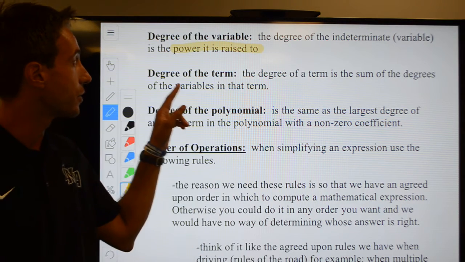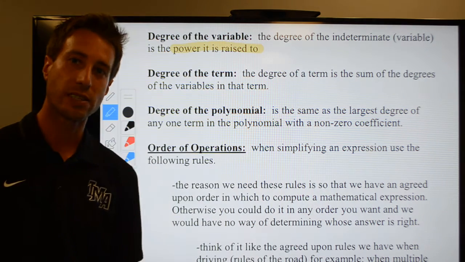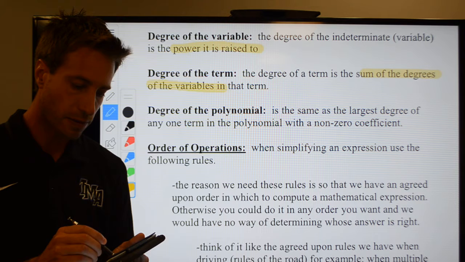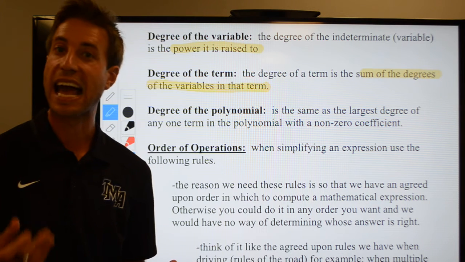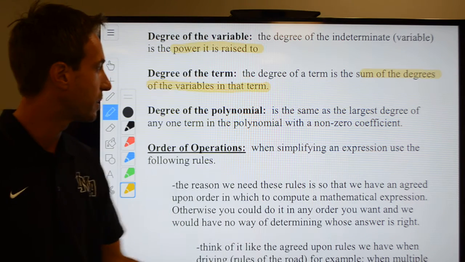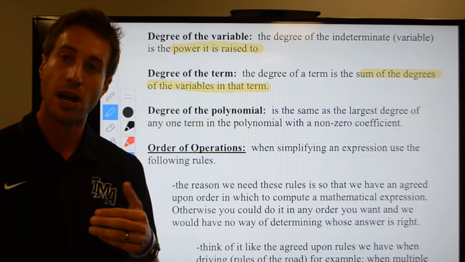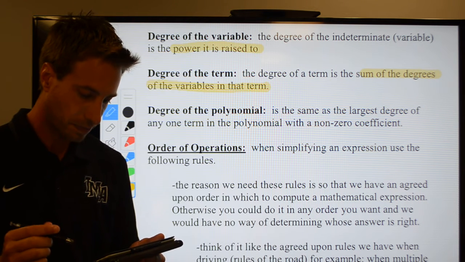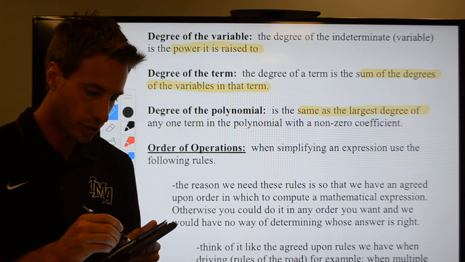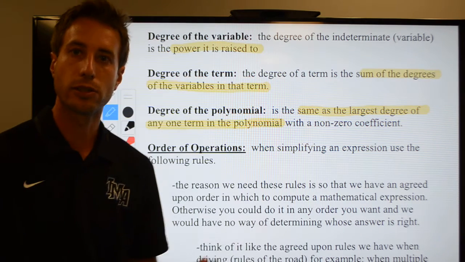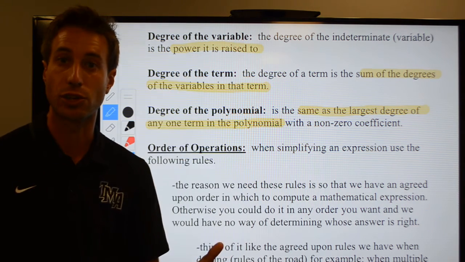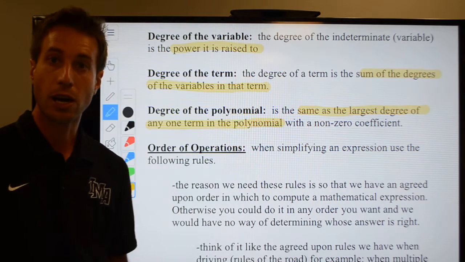Now, the next one is to figure out the degree of the term, and once again, very simple arithmetic here. All you're going to need to do is sum the degrees of the variables in the term, right? We're just going to add up all of the powers. It's just that simple. Add all of the powers. And then finally, to find the degree of a polynomial, again, very simple. It turns out that it is going to be the same as the largest degree of any one term in the polynomial. So once you find the term that has the largest degree, that will also be the degree of your polynomial.